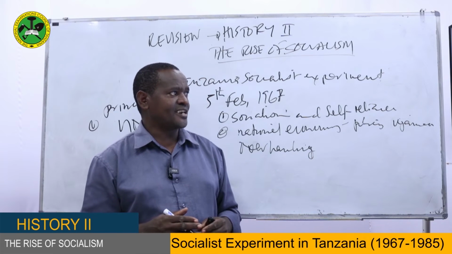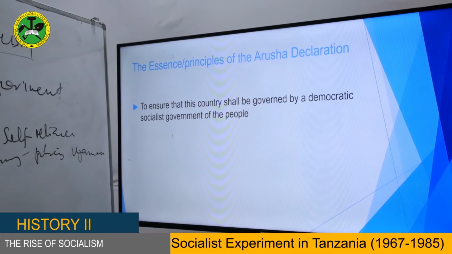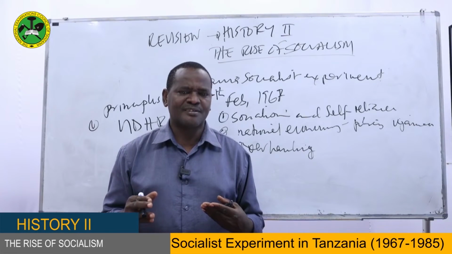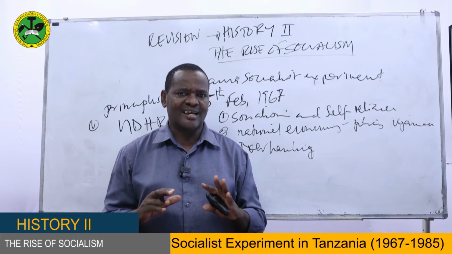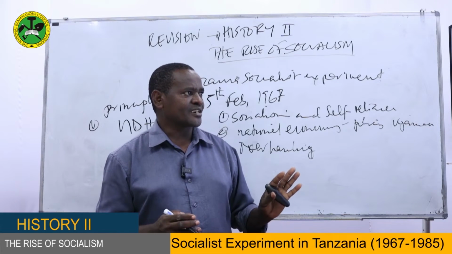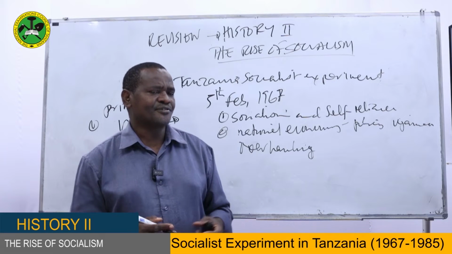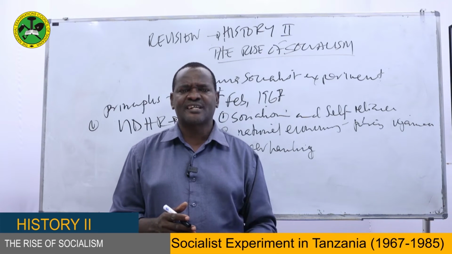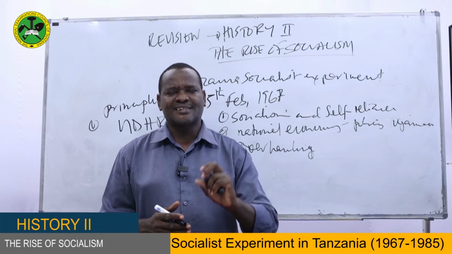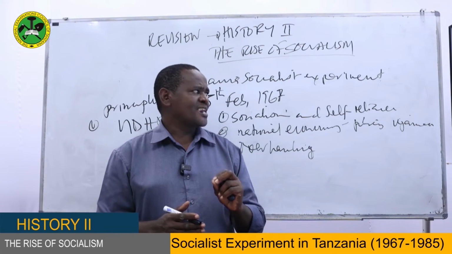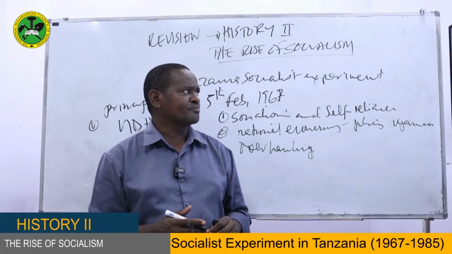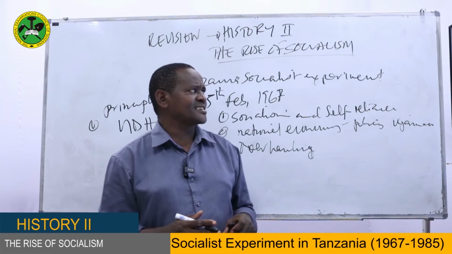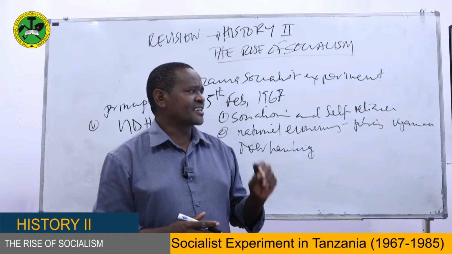Then the Arusha Declaration has said that it has to make sure that this country is governed by a democratic socialist government of the people. That means the government which is made by the people, the government which is there to fulfill the interest of the people, and so on and so forth. That is what the Arusha Declaration wanted. And so for that case, there will be elections to choose leaders from the top to the bottom, and that will give the meaning of a democratic socialist government of the people, the way it was proposed by the Arusha Declaration. So this is another very important essence or principle of the Arusha Declaration.